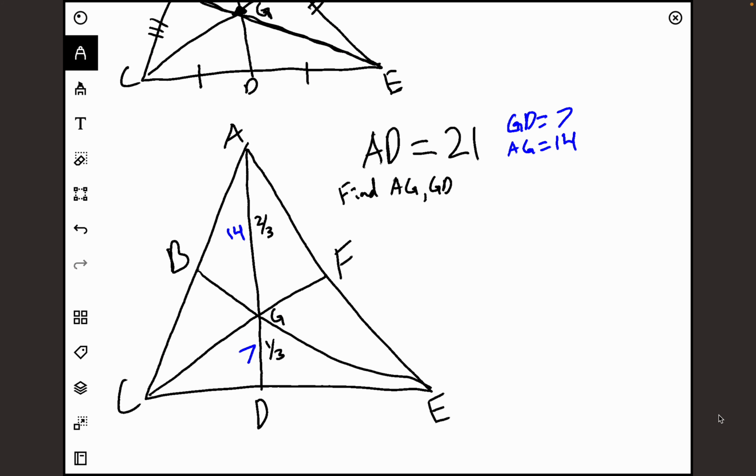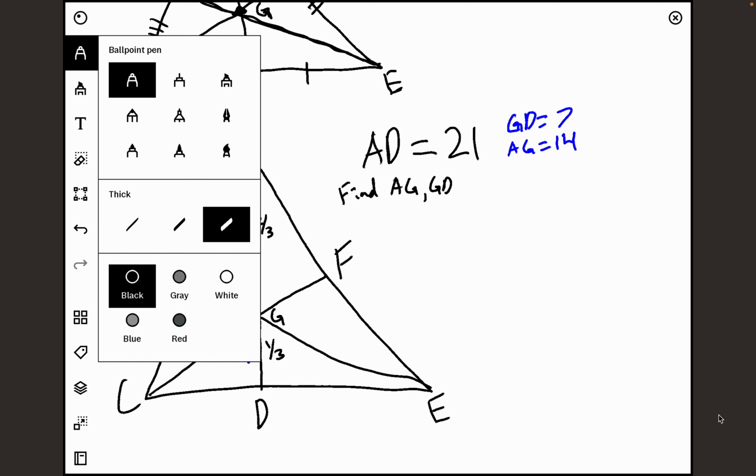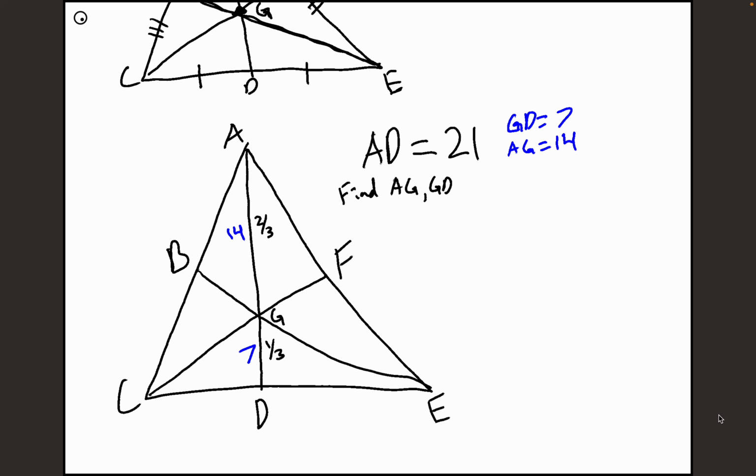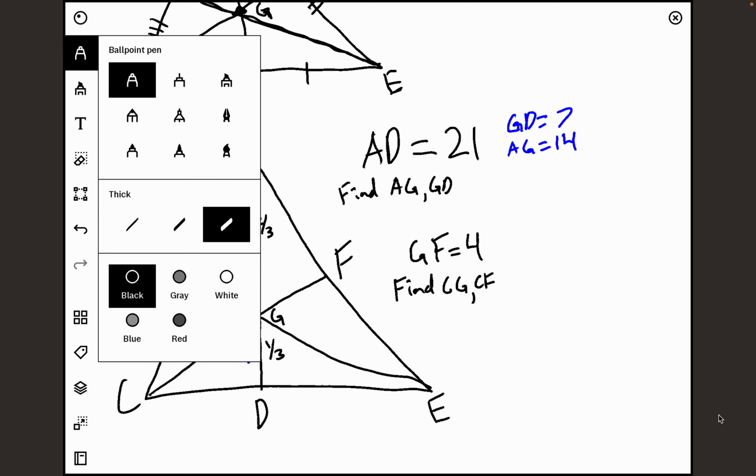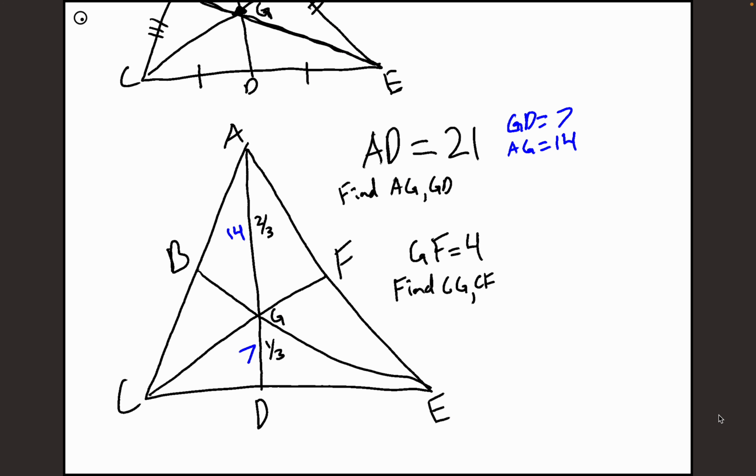Now, let's say this time, what if I said GF equals 4, find CG and CF. So on this one, GF has a value of 4. How can I figure out what CG is?